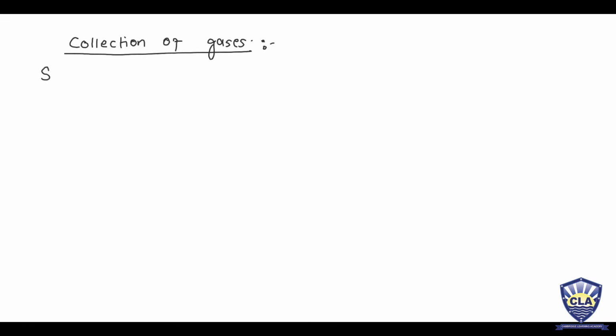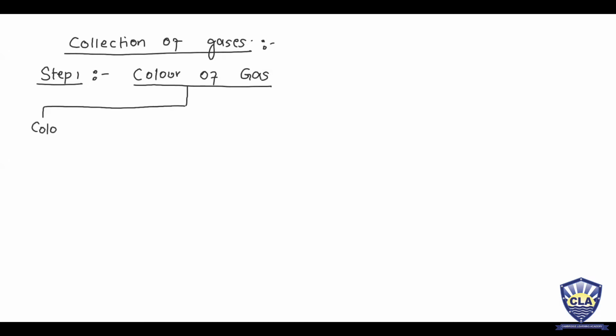The first step, when you want to collect the gas, step one, is that you have to see the color of the gas. You have to see the color of the gas. So there are two possibilities, beta. The first possibility, the gas could be colored, and the second possibility, the gas is colorless.